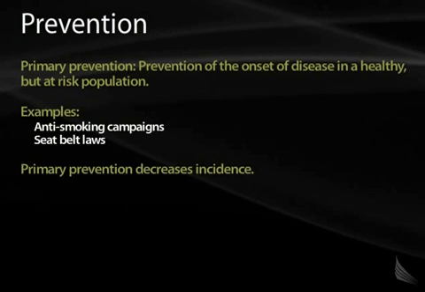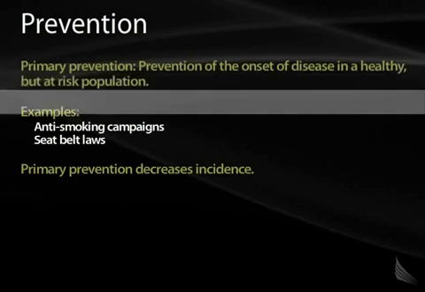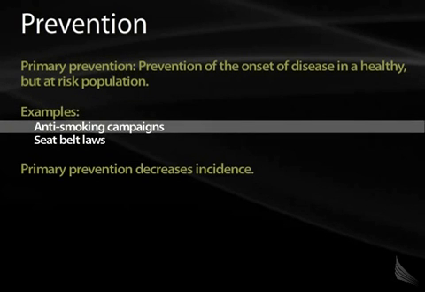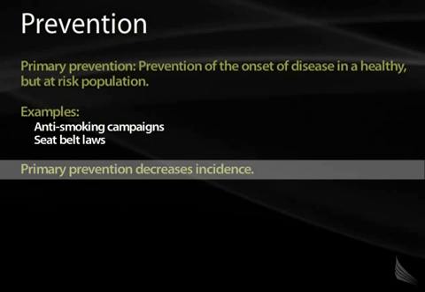Prevention. There are several different types of prevention. Primary prevention refers to the prevention of the onset of disease in healthy but at-risk individuals. So for example, anti-smoking campaigns or seatbelt laws. So primary prevention's role is to decrease the incidence of disease, meaning decrease the rate of new diagnoses of disease. And as mentioned previously, any intervention that decreases incidence will also decrease prevalence.